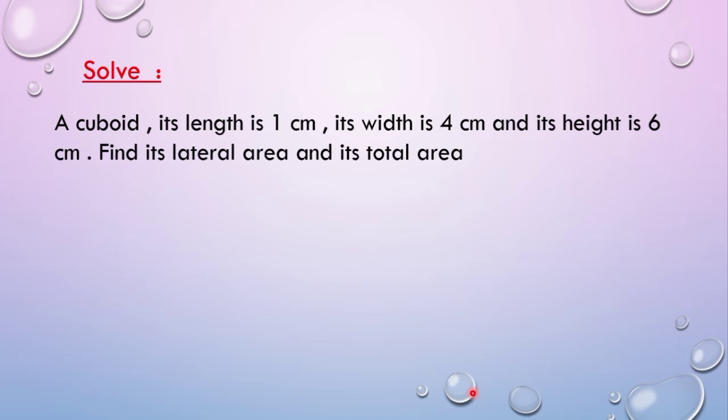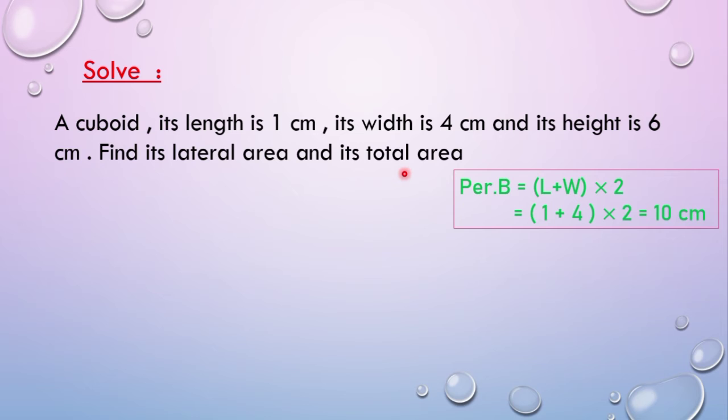First problem, a cuboid of length 1 centimeter, width 4 centimeters, and height 6 centimeters. Find its lateral area and the total area. To get the lateral area, I will make length plus width times 2 times height. Why? Because the perimeter of the base is the perimeter of a rectangle, so I will make length plus width times 2. 1 plus 4 times 2 equals 5 times 2 equals 10 centimeters. This is the perimeter of the base.